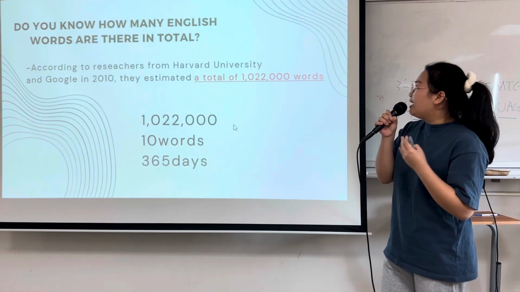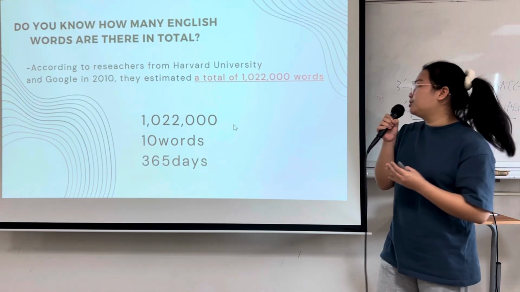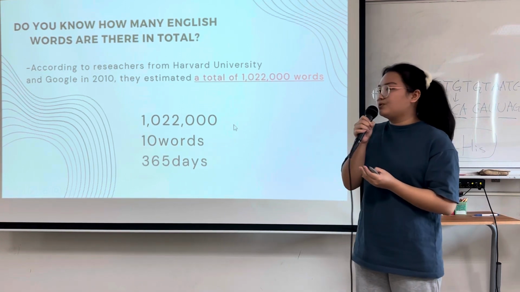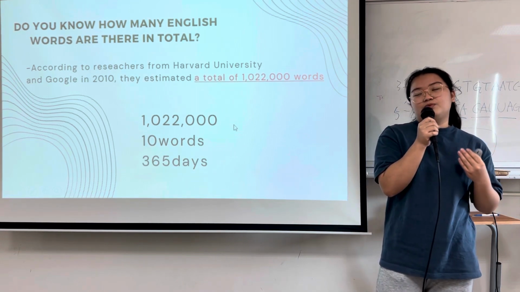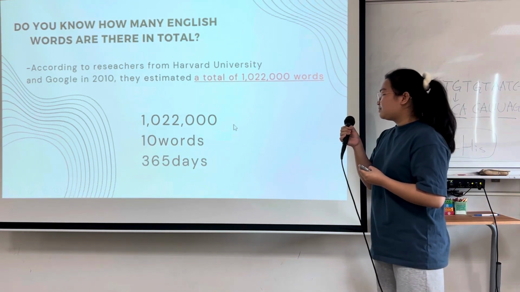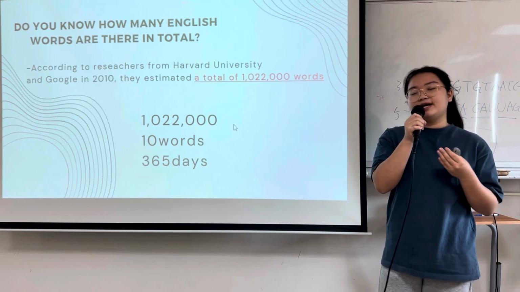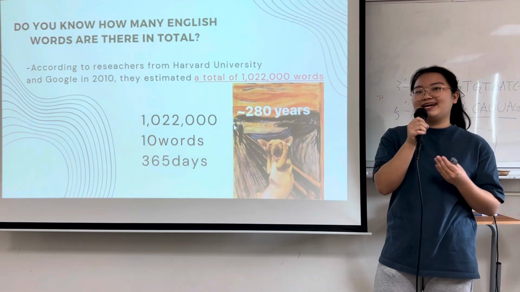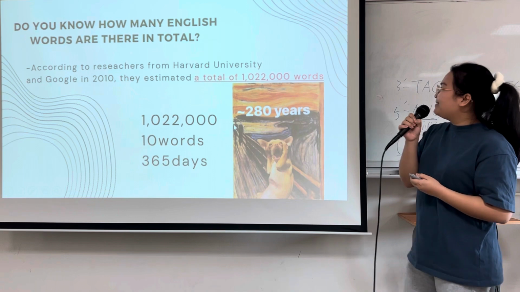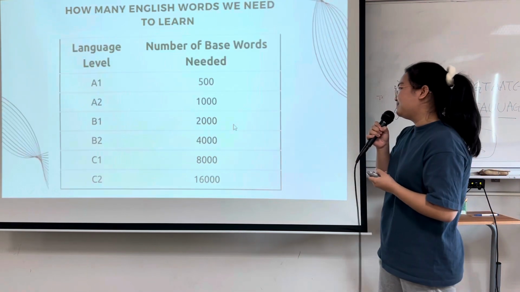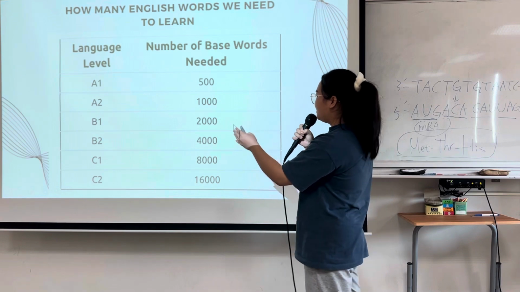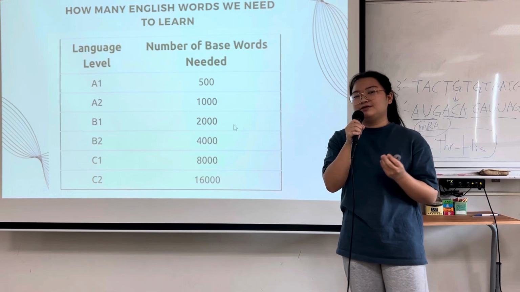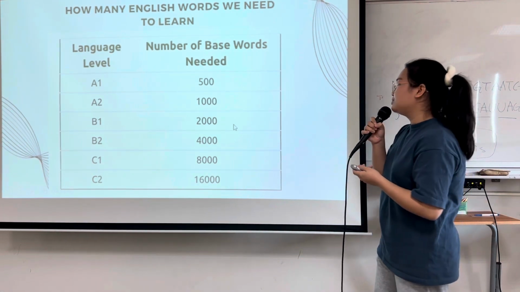But do you know how many English words there are in total nowadays? According to researchers from Harvard University and Google in 2010, there are more than 1 million words. So if we learn 10 words a day without any disruption and without any forgetting, it would take about 280 years to complete. But of course, we don't learn that much. Look at this table. We just learn about 4,000 words for B2 level and 8,000 words for C1 level. So we need to find some smart way to approach it.